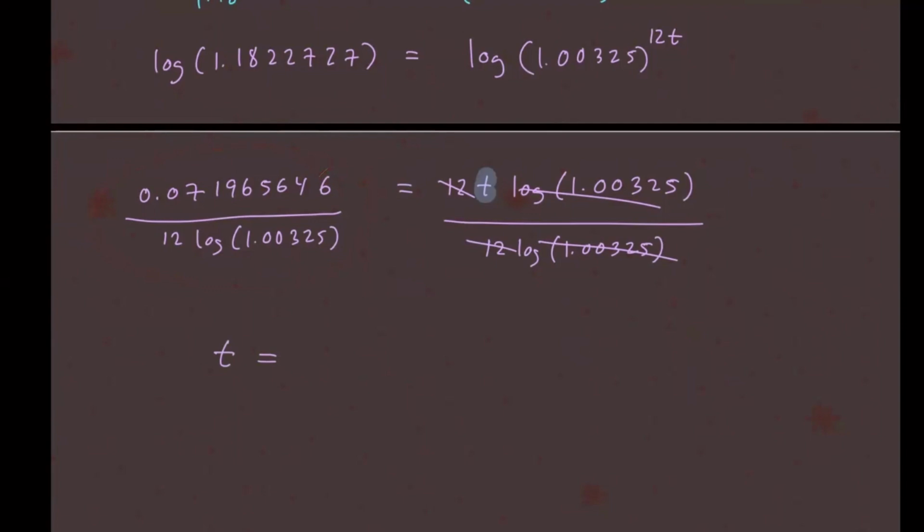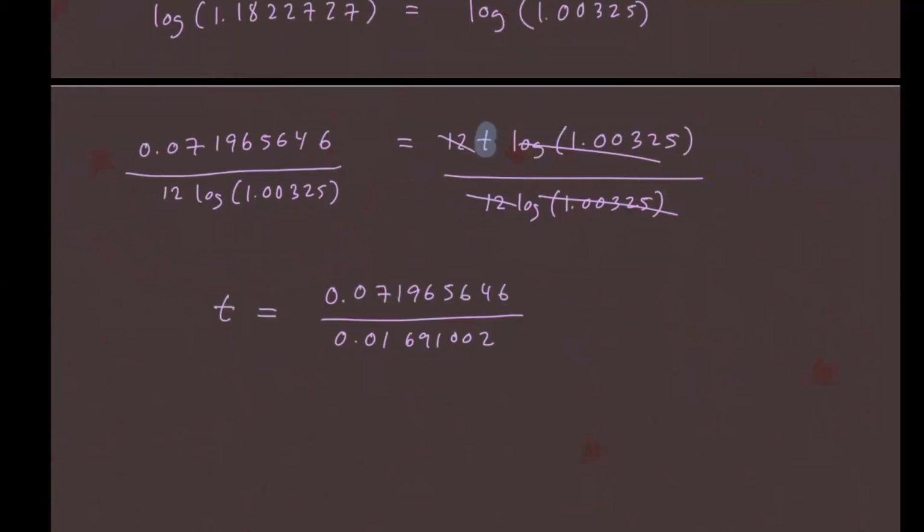Now you can put all of that in your calculator or do one at a time. So I have 0.071965646. And then when I put this value in my calculator, I get 0.016910002. All right, now you put those in your calculator, and this comes out to 4.25579. Now this is in years, so just keep that in mind. This will be the value in years.